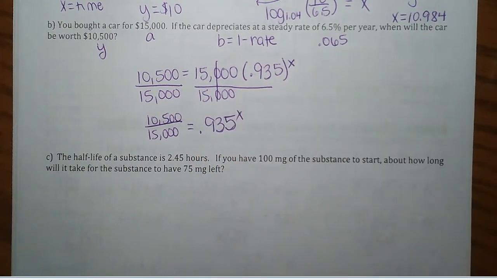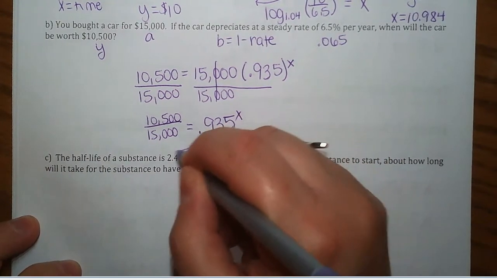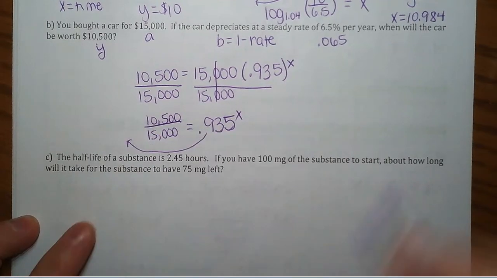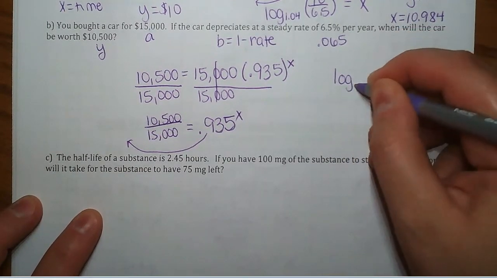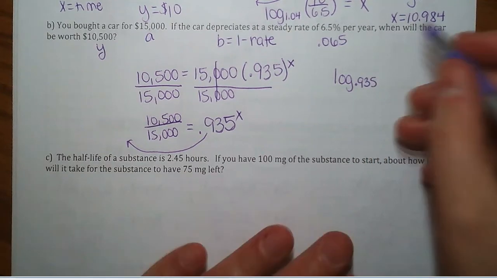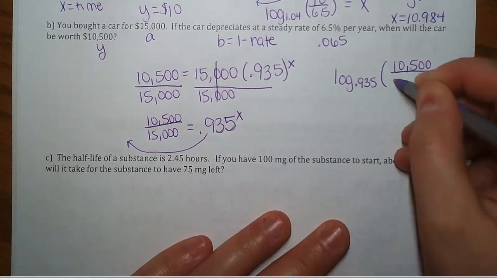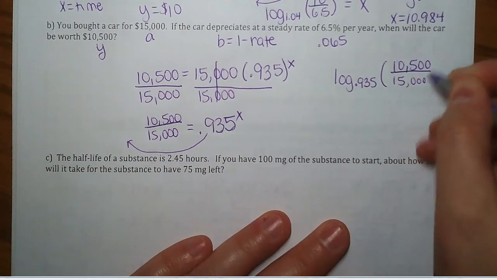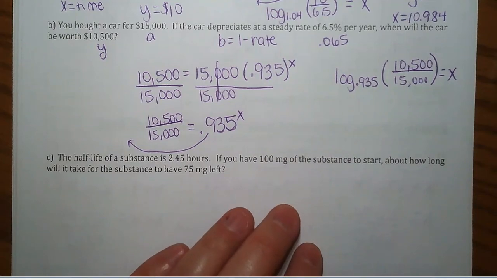0.935 to the x. Now, the only way to get my exponent down on the level with the rest of the question is to turn this into a log. So we're going to swing that base of the exponent to the other side of the equation, and I'm going to write it over here. So the base of my exponent, that 0.935, becomes the base of my log. Now, I didn't simplify this, so I'm just going to leave that alone. And then that'll be my exponent, which will be the number of years that this will take.